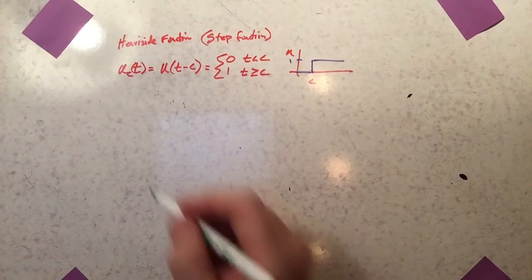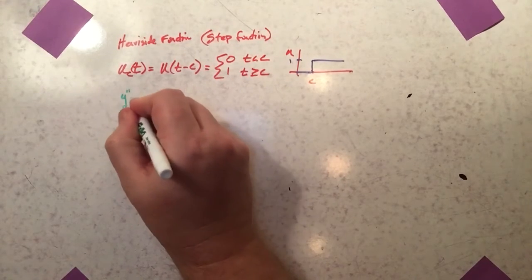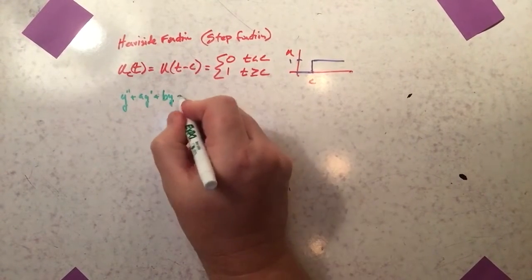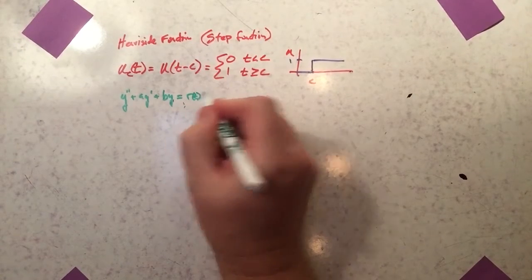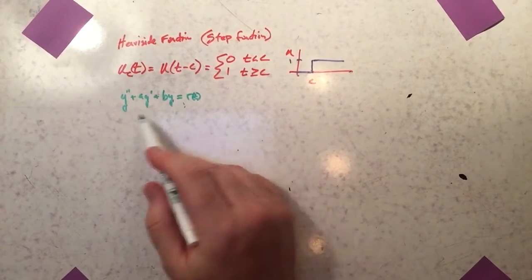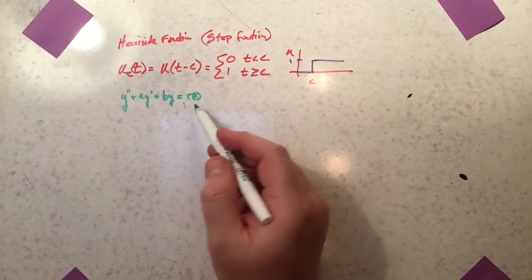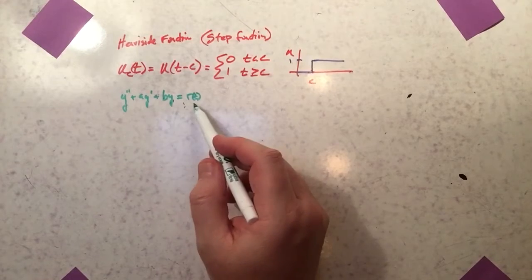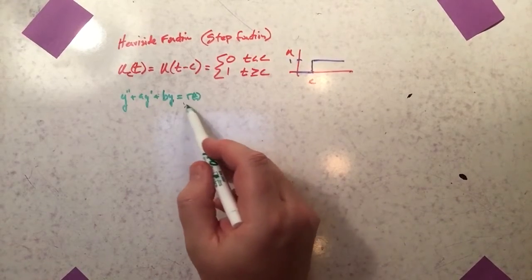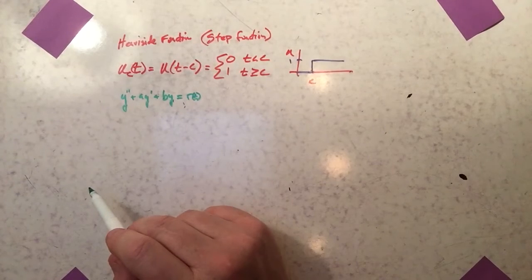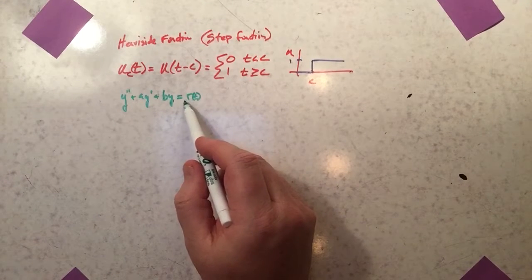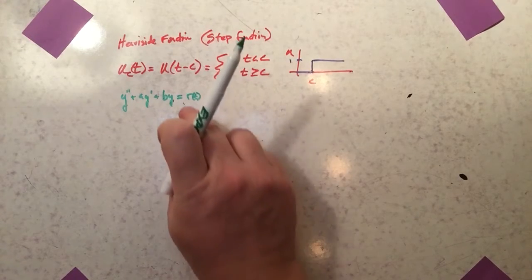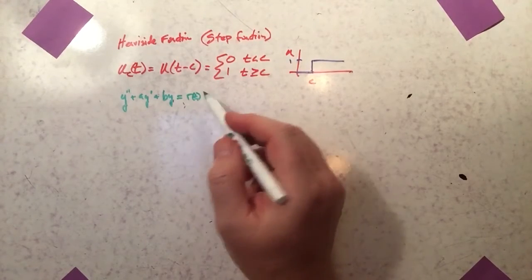Well, here's one of its applications. y double prime plus a y prime plus b y is equal to r of t. This is the second order non-homogeneous linear differential equation that we've been looking at for the last couple of days. We've been using Laplace transforms to solve these. Well, suppose r(t) is actually piecewise defined. That is, suppose it's a mildly discontinuous function that actually leaps around to different values. That's actually quite common with the engineering applications of these.